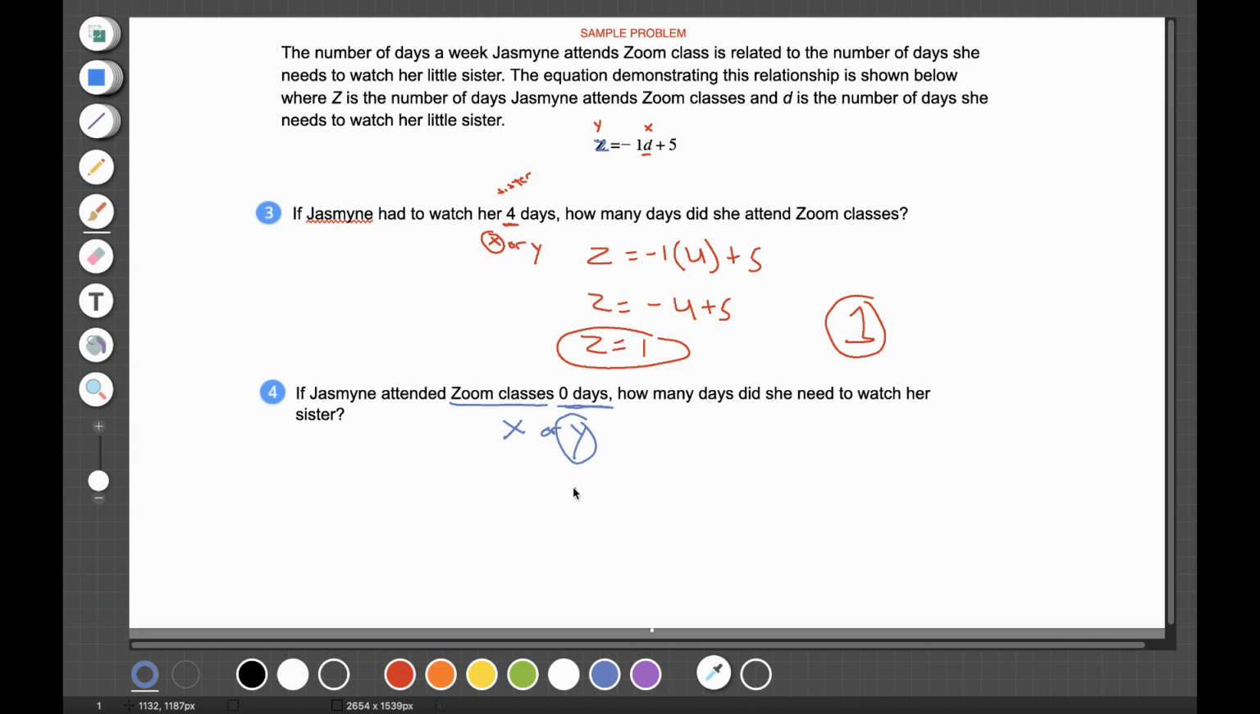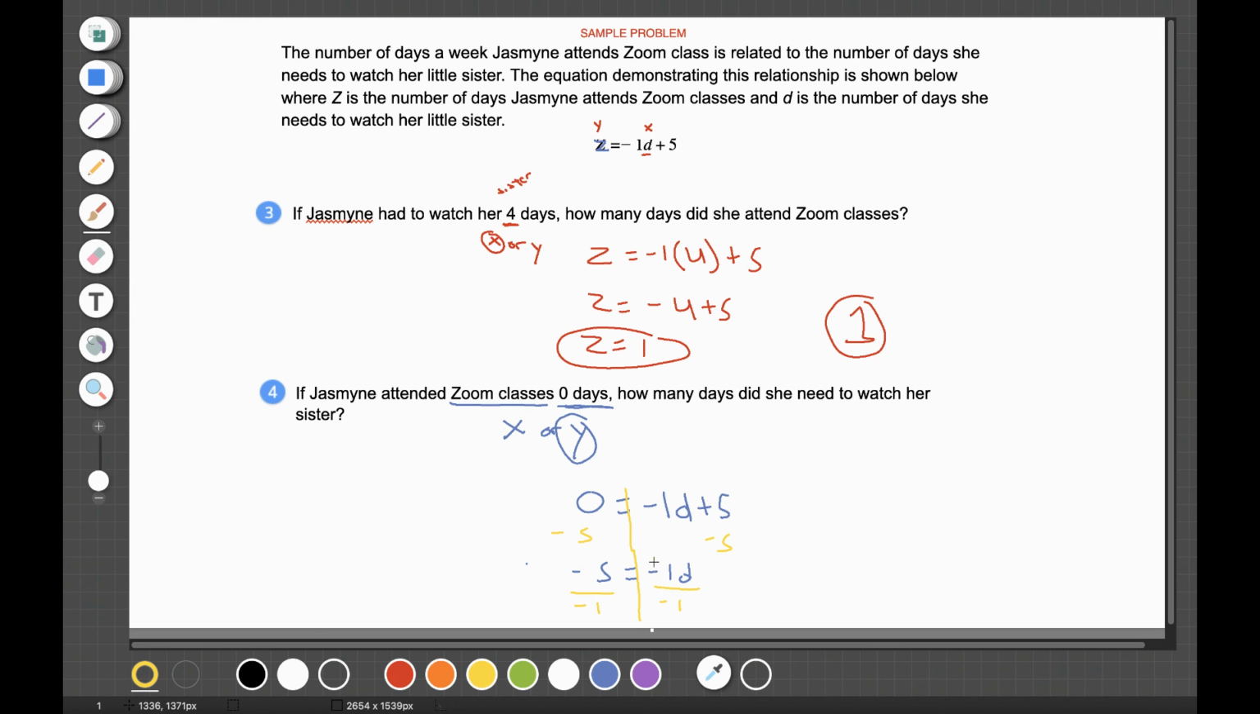So this time we'll do 0 equals -1D plus 5. And we need to solve for how many days she watched her sister. This is a 2-step equation now. We're going to subtract 5 from both sides. So we get -5 equals -1D. And then we're going to divide both sides by -1.